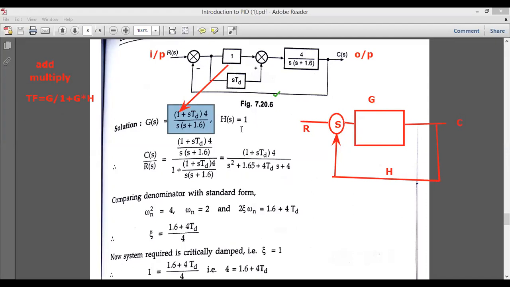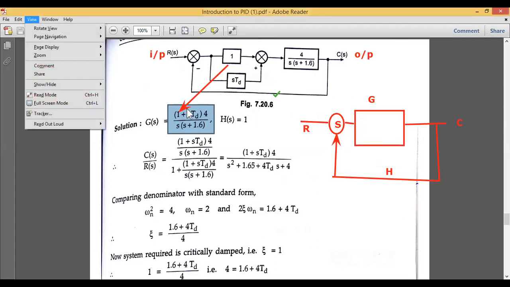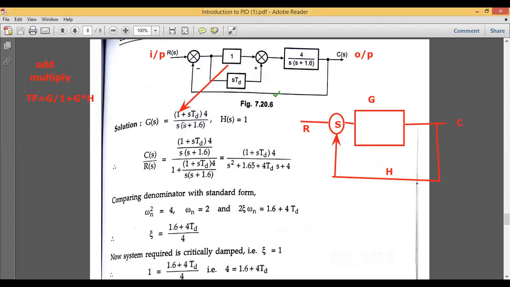What we have done here uses very simple terminology. Based on this formula, just substitute this whole G(s) in this block diagram and then apply the transfer function formula. So you can see the G block. What is the G block? This is (1 + sTd) multiplied by 4 divided by s multiplied by (s + 1.6), divided by 1 plus the whole G block, substituted here in the denominator, into H(s). What is H(s)? H(s) is equal to 1.